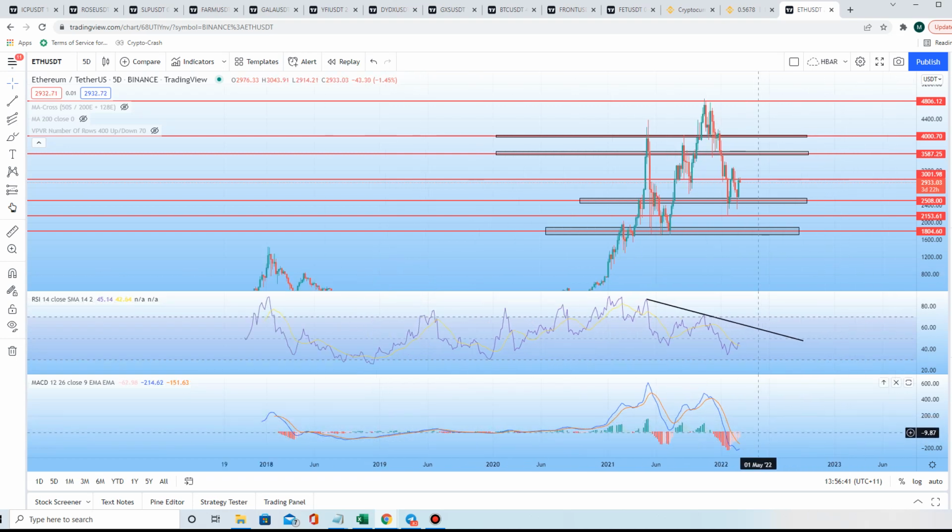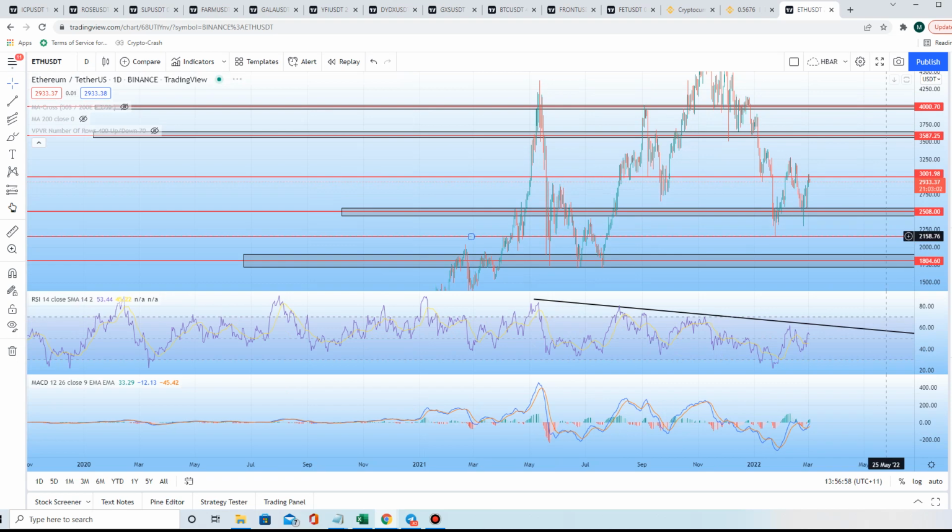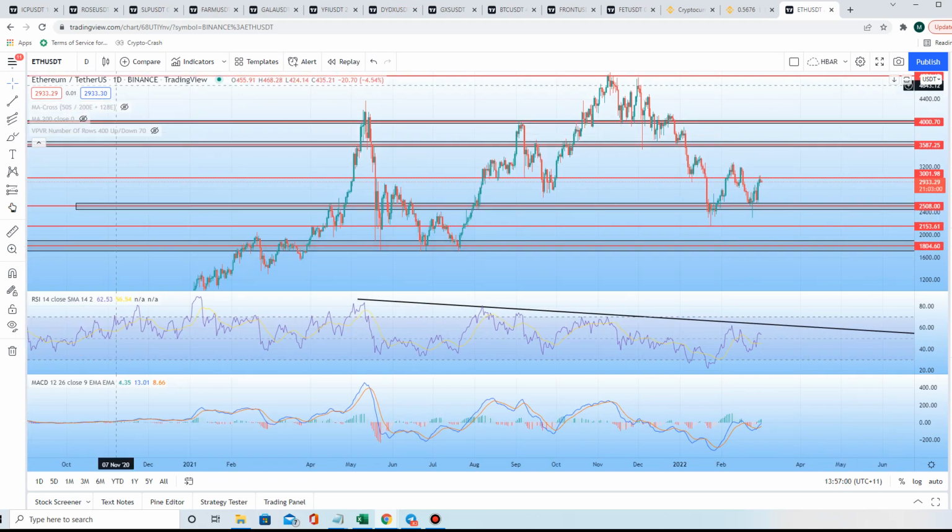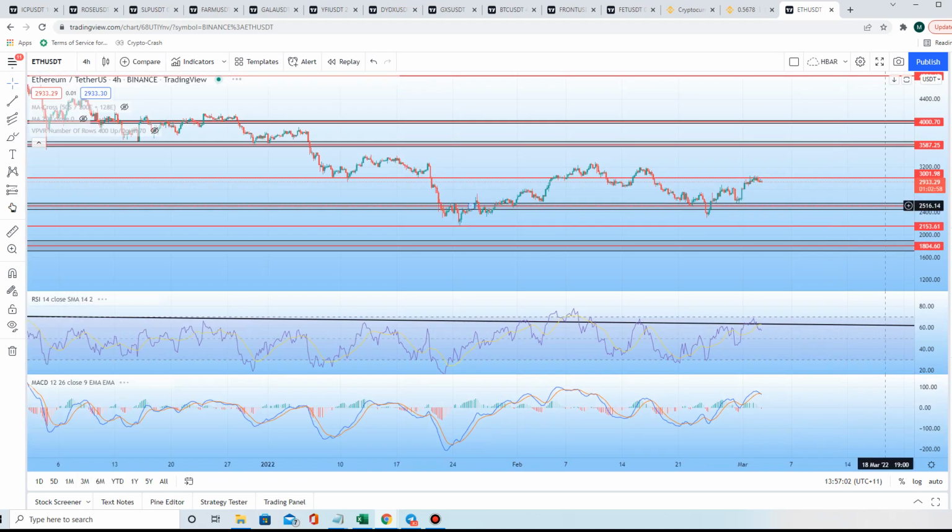MACD converging upwards. Obviously, some bullish divergence on that MACD over here. Price increasing a little bit here, MACD decreasing. Same thing going on over here, guys. So personally, I don't really love the look of Ethereum right now. I would rather wait. I'm definitely not in a rush to be buying in this market.